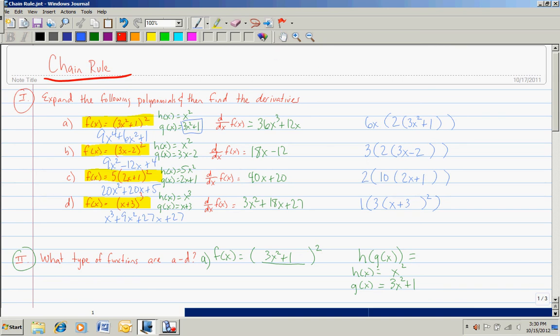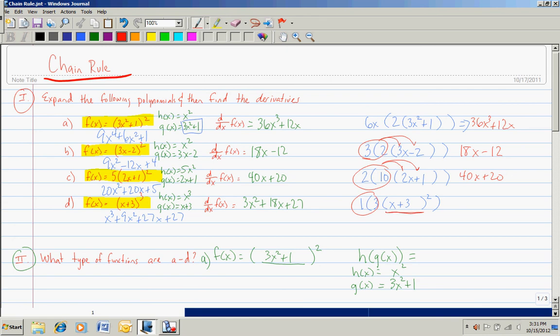Now I'm going to show you that these answers we get using the chain rule are the same as what we got when we expanded and then did the derivative. So if I were to simplify this problem, if I multiplied 12x by everything inside, I would get 36x cubed plus 12x. If I were to distribute this by 6, then I'd get 18x minus 12. If I were to distribute the 20 here to each of these terms, I'd get 40x plus 20.